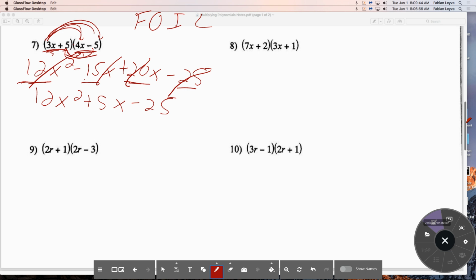So not only are you finding the product, but you're also adding like terms at the very end. So you're really doing 2 skills in one, and you've got to make sure that you click the switch when you're doing each one.